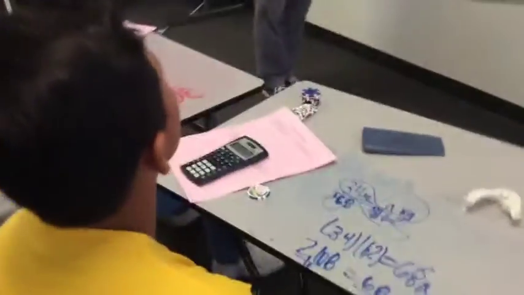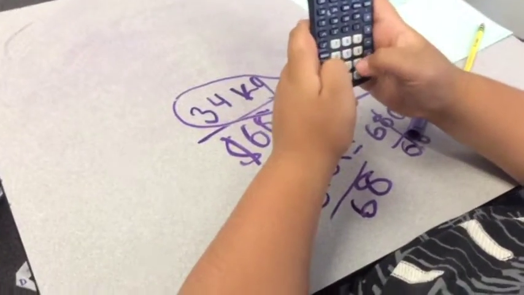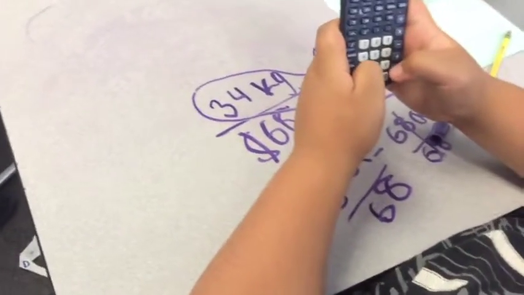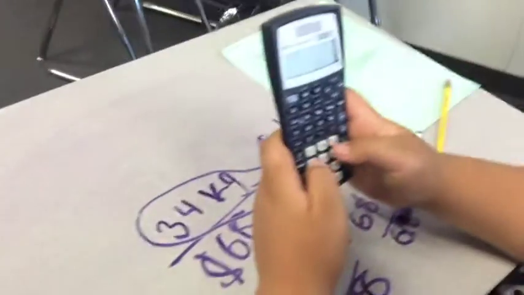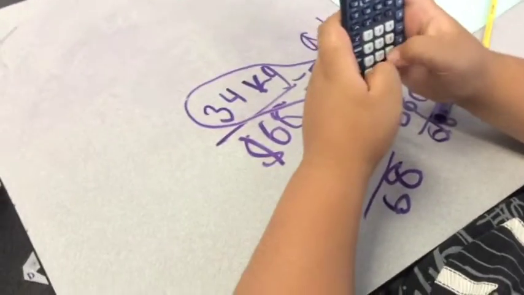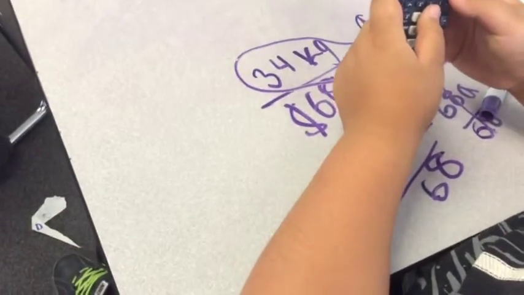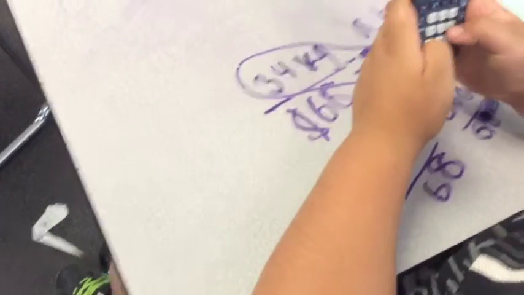On the calculator, what goes in first? Top always goes in first. 2,108 divided by 68. Don't put the decimal point. Now what's this line mean? That fraction.